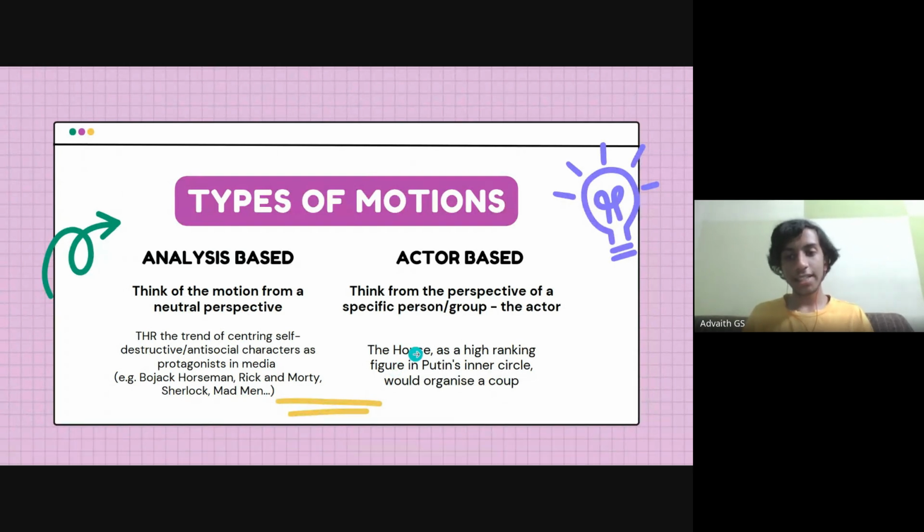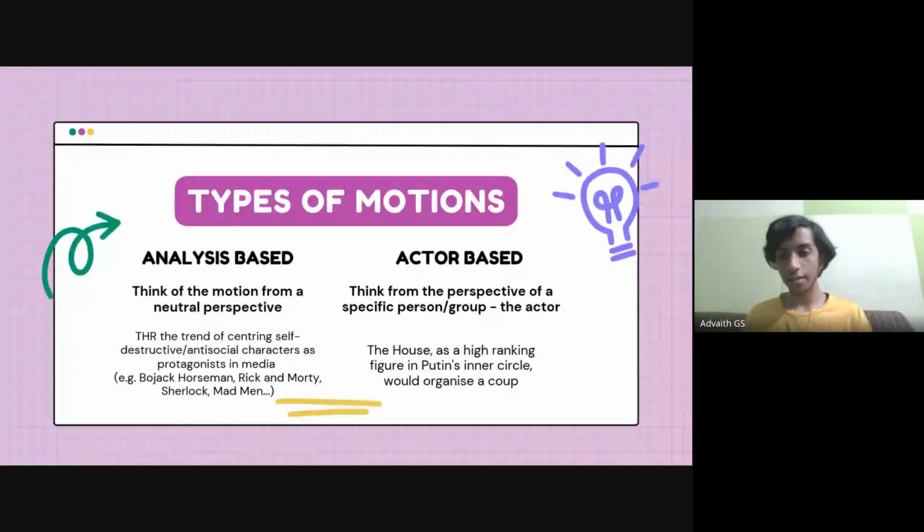What we're trying to tell you is that when you debate, your entire argument, your entire frame of thought and logic should be from the perspective of this specific person, the high-ranking figure in Putin's inner circle. You should not care about, say, people in other countries, as long as the high-ranking figure does not care about those people. In analysis-based motions, you're trying to show that the world is better off. In actor-based motions, you're trying to show that this specific actor is better off, right? I hope that cleared any doubts across the board. Yeah, Ramya, go ahead.